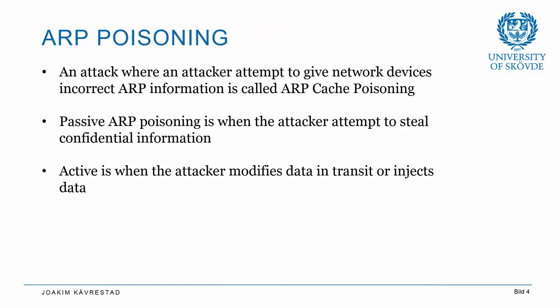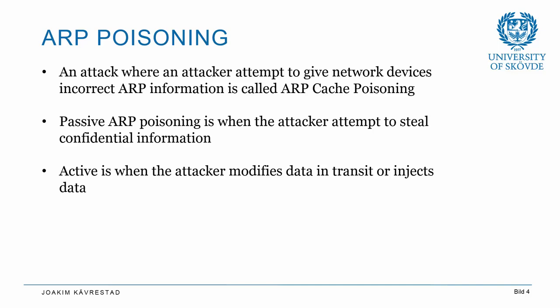Another attack we can do against ARP is ARP poisoning. And ARP poisoning is basically an attack where an attacker attempts to give network devices incorrect ARP information. We call this ARP cache poisoning. We can either do it passive or active. And passive ARP poisoning is when the attacker attempts to steal confidential information.